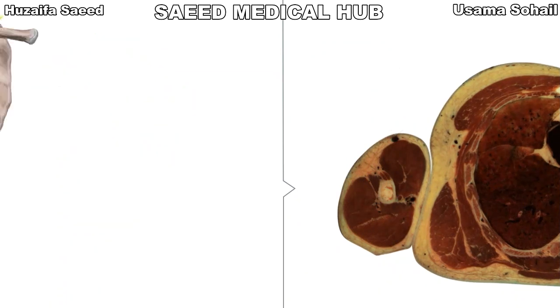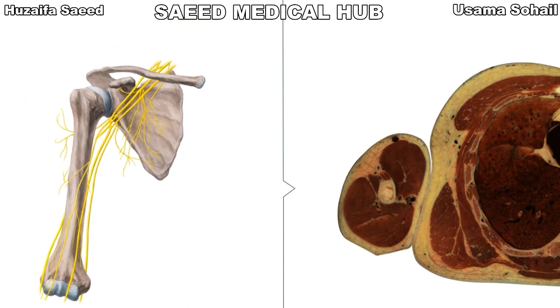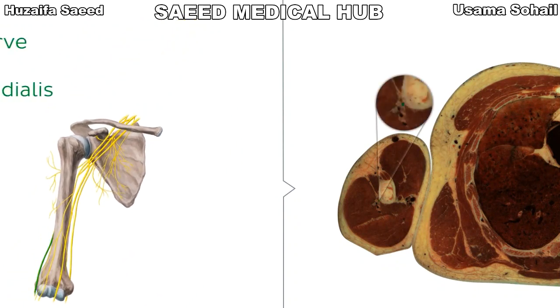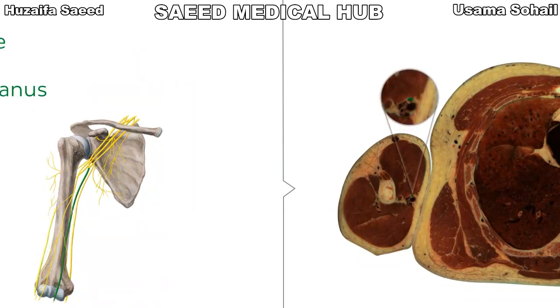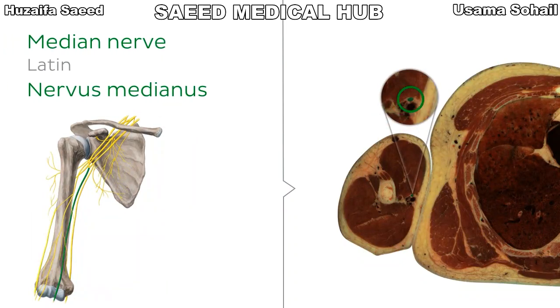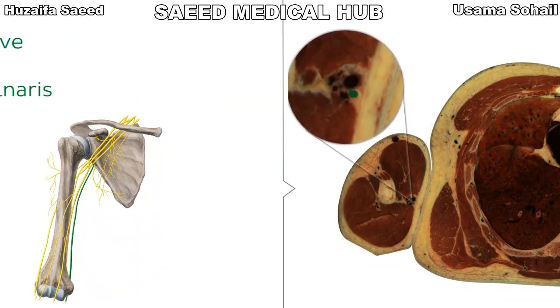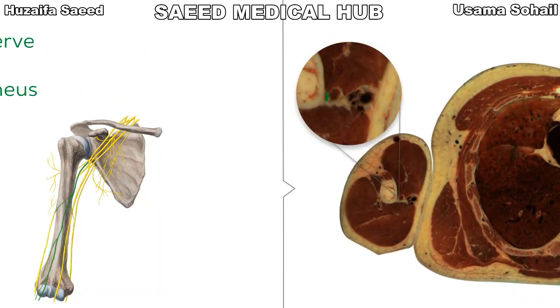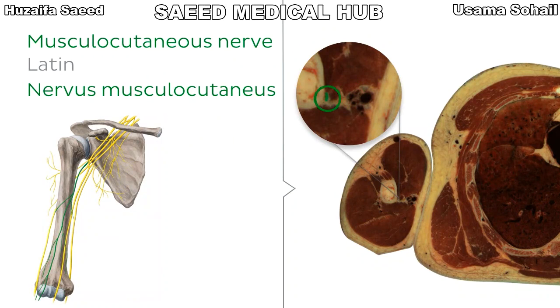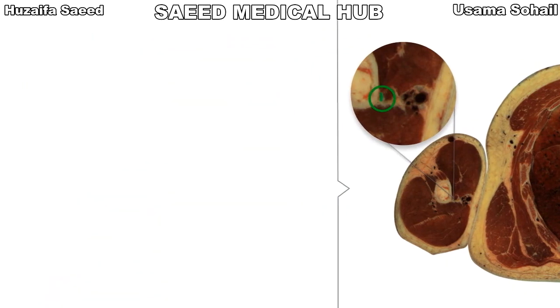The nerves can be a little bit more difficult to spot. However, in this section, we can identify the radial nerve, located posterior to the humerus, and the median nerve seen here on the medial aspect of the arm, and close to that we have the ulnar nerve. Barely visible in this section is the musculocutaneous nerve, which we can see here deep to the biceps brachii muscle.